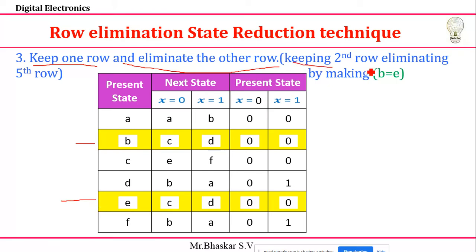Means keeping the second row and eliminating my fifth row. So this row I am going to keep and the fifth row I am going to eliminate. If I want to do this process, on what condition am I going to do this? CD double zero is there, CD double zero is there.